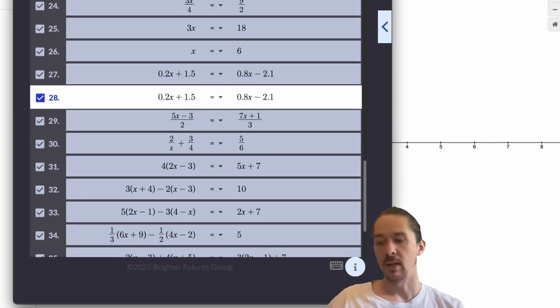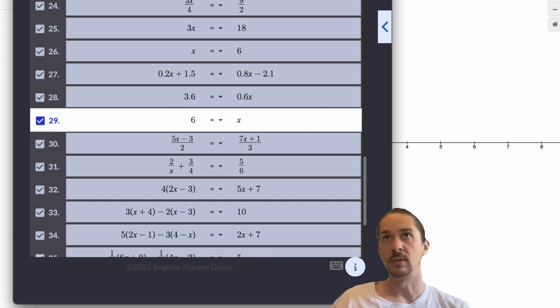Awesome. I'm going to subtract 0.2x from both sides, and I'm going to add 2.1 to both sides, so that will become 3.6. Now we need to divide by 0.6. That's going to give us 6.